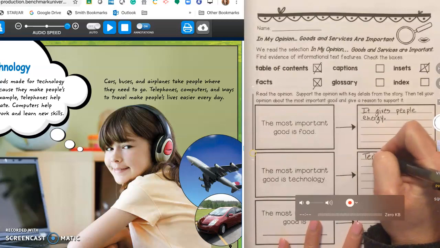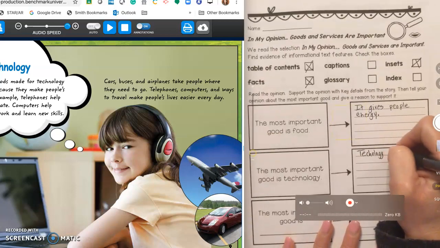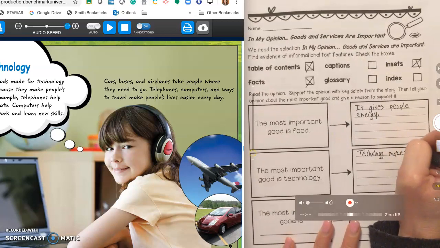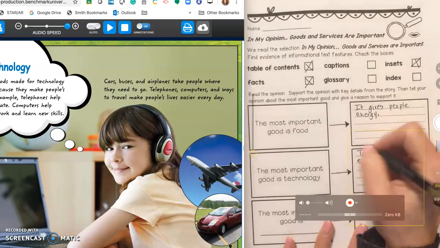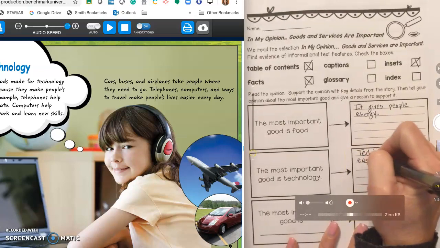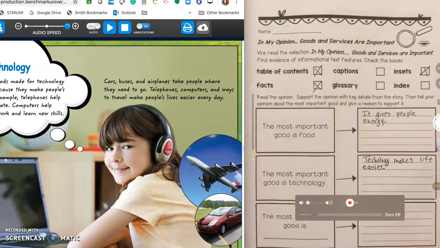Technology makes life easier. It is definitely making our lives easier right now with our at-home learning. If we didn't have technology, we would be struggling.